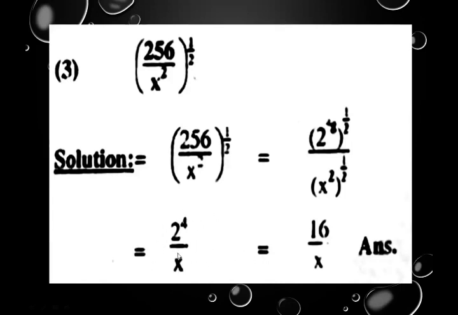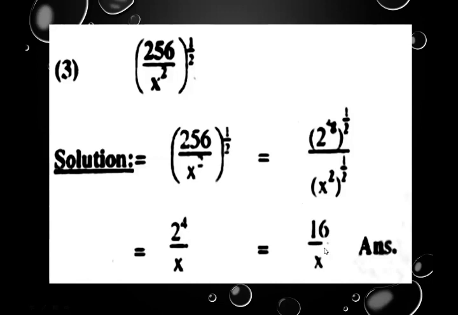Then 2 to the power 4 means 2 is multiplied 4 times to itself. So when we do this multiplication, what do we obtain? We obtain 16. So 16 upon x is the simplified form of this expression, which was 256 upon x square, the whole power 1 over 2.